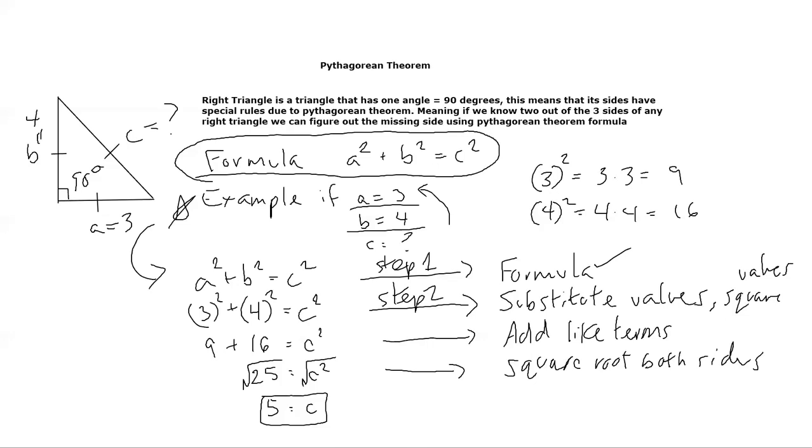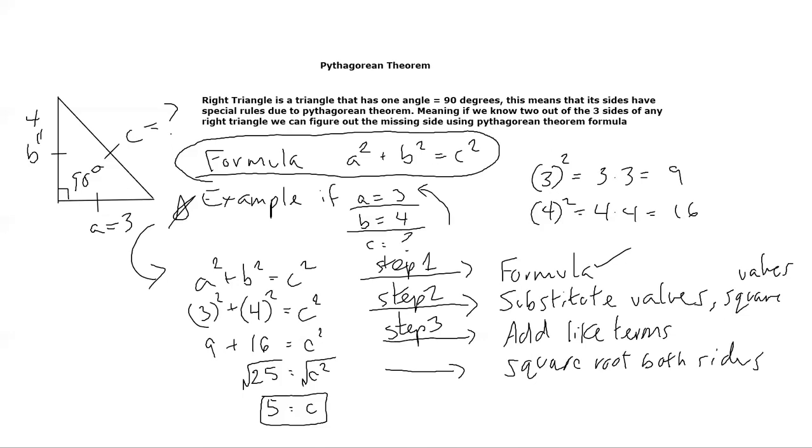4 for B. Now, if you notice, I put them in parentheses and I put a square on the outside of it. That's because the square doesn't affect them just yet. All we're doing is replacing them. We rewrote the formula, and now we're going to move on to step 3. Okay, step 3, we're going to add like terms.